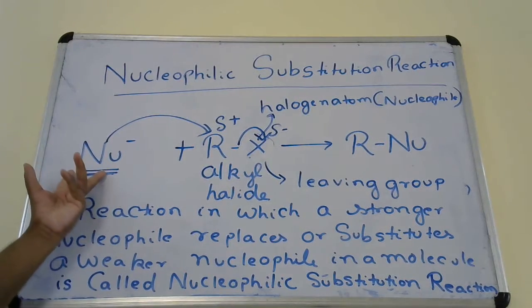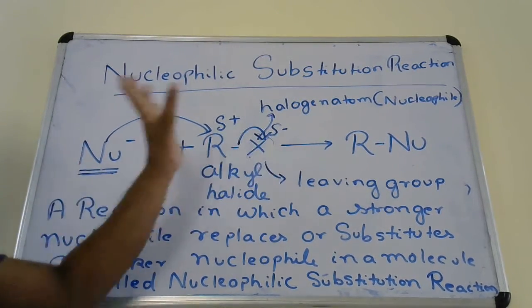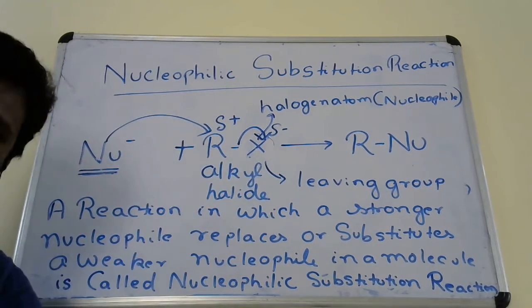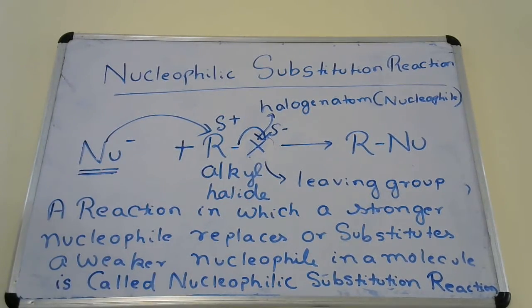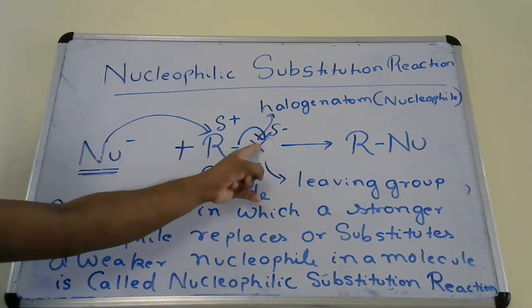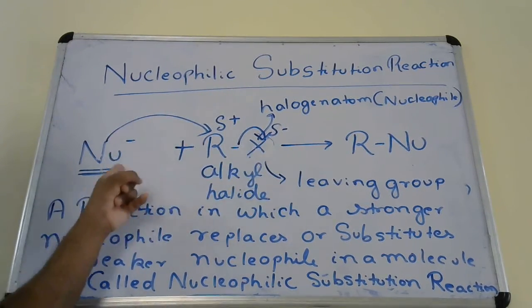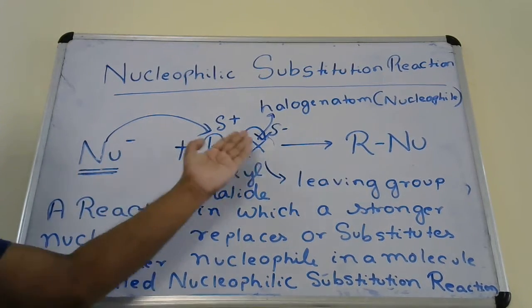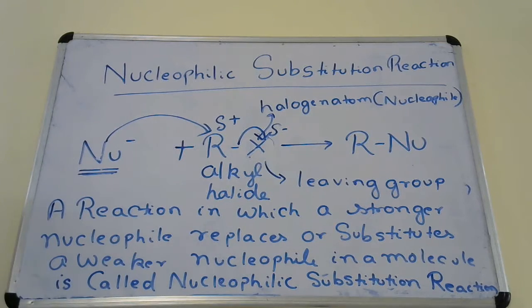So what is happening? A stronger nucleophile is replacing a weaker nucleophile. The nucleophile which is replacing this halogen must be stronger than this halogen. Then only the replacement will happen. Otherwise it cannot replace. So a stronger nucleophile is replacing the weaker nucleophile, and that is your nucleophilic substitution reaction.